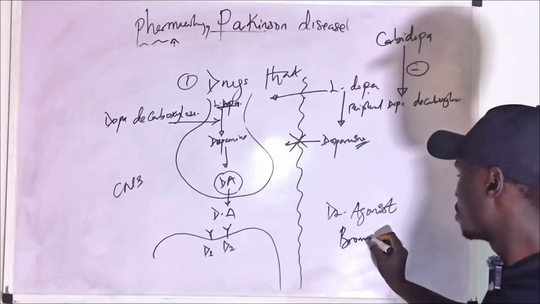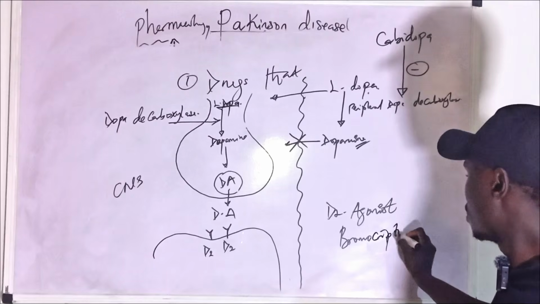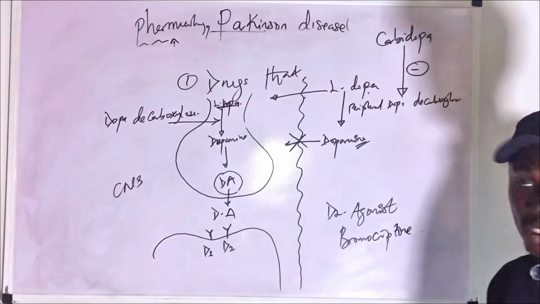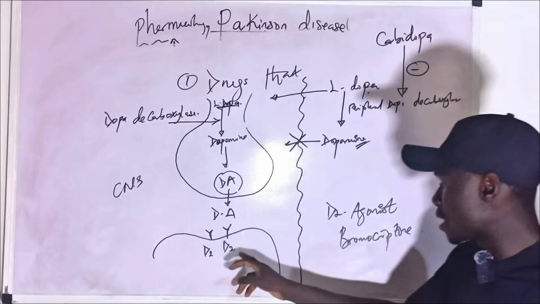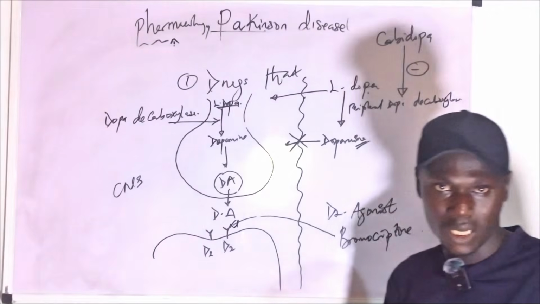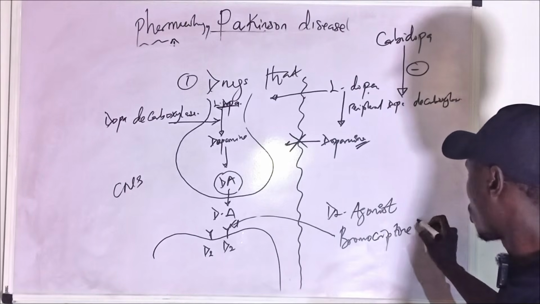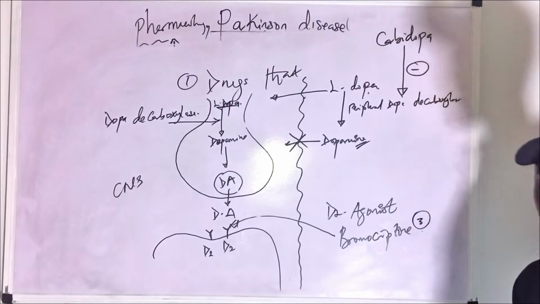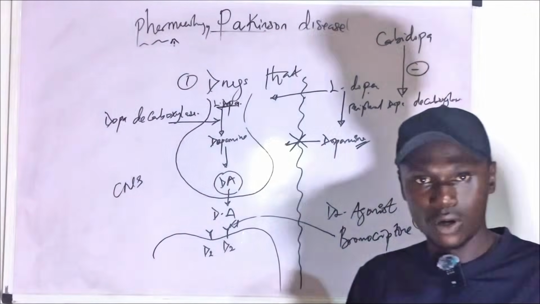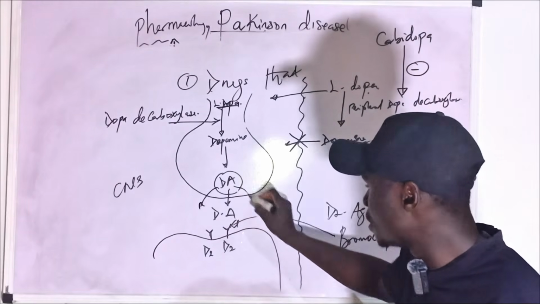bromocriptine. Okay, bromocriptine. So bromocriptine is a D2 agonist that will directly pass through this blood-brain barrier and stimulate D2 receptor. You get it now? Okay. So this is our third drug.